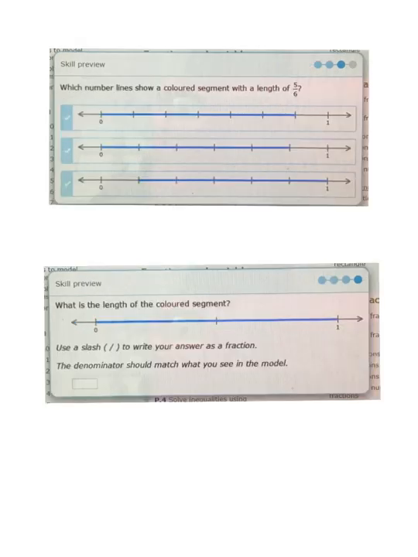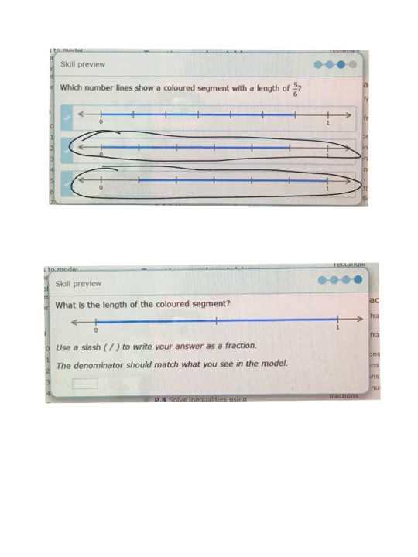2 last examples here. So this one, which number line shows a colored segment with a length of 5/6? So which whole has been split into 6? Let's see. 1, 2, 3, 4, 5, 6, 7. Nope, that's been split into 7ths. 1, 2, 3, 4, 5, 6. Yep, that's been split into 6ths. And 5 are colored in. I agree. So we can circle that guy. And what about this last one? 1, 2, 3, 4, 5, 6. Again, it's in 6ths. And 5 are colored in. So these 2 bottom ones fulfill what it's asking of us.